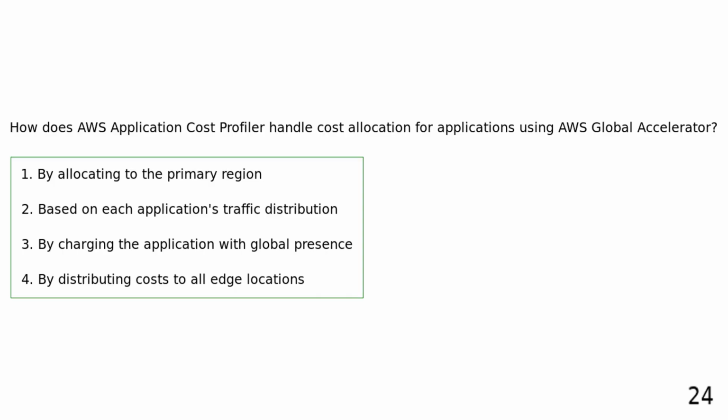How does AWS Application Cost Profiler handle cost allocation for applications using AWS Global Accelerator? By allocating to the primary region. Based on each application's traffic distribution. By charging the application with global presence. By distributing costs to all edge locations.